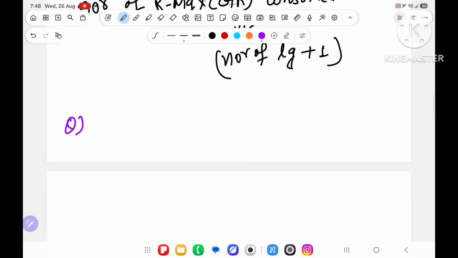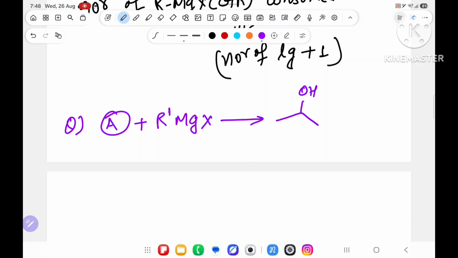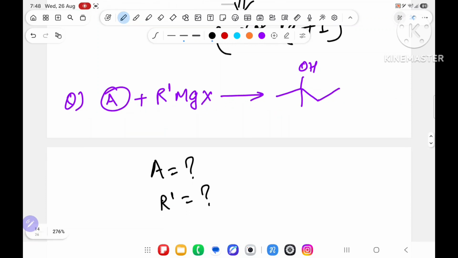Sir, one question they will give like this. Over here some compound A is there, and that will react with R-MgX. Now the product is coming something like this. This is given. Now they are asking what is A and what is R dash. Tell me. So you will say in Grignard reagent something is attacking. Either this is attacking or this is attacking or this is attacking. Now only this happens.